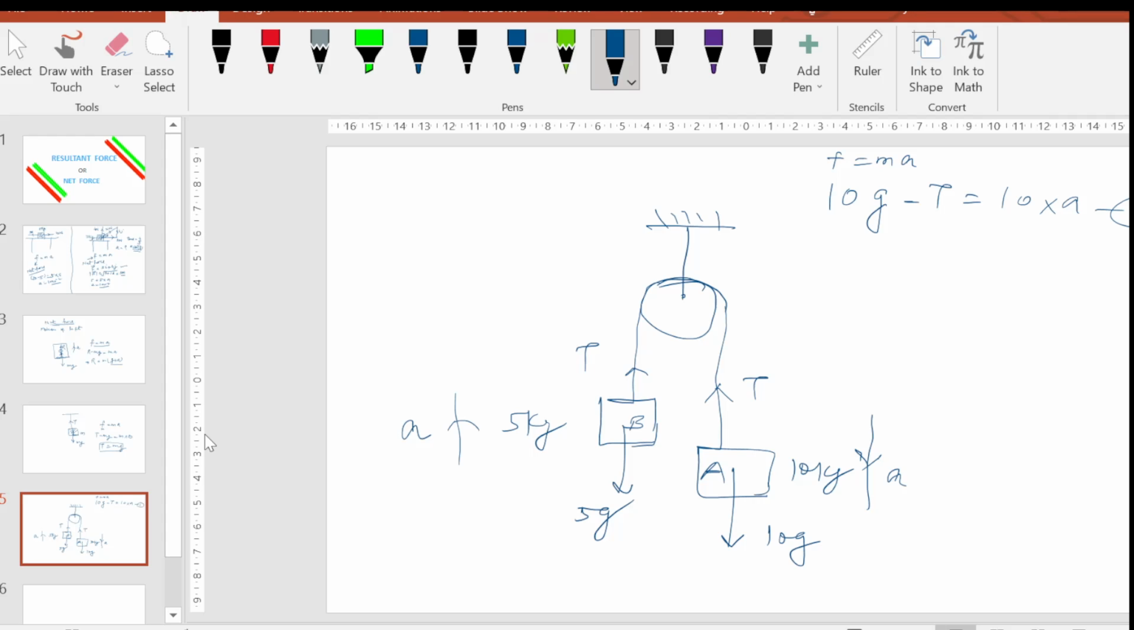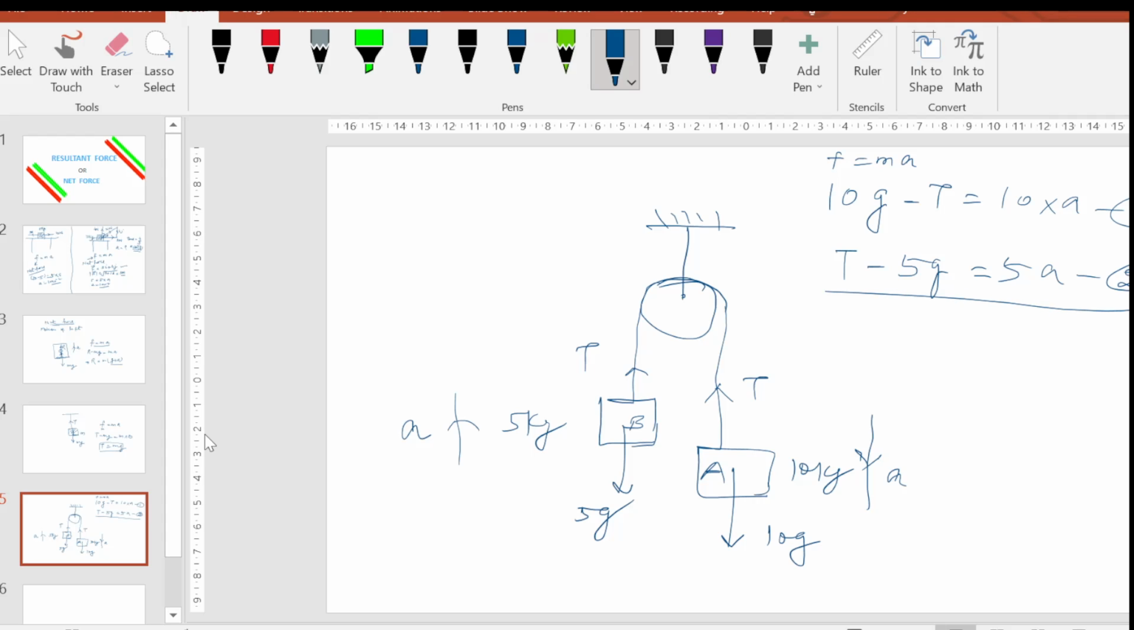Similarly, I can make the equation for the other block also. In which direction is this block moving? Upward. So which force is greater, T or 5g? T. So I can write T minus 5g equals m into a, that is 5 into a. This will be equation 2. By solving these two equations, I can find the value of acceleration.